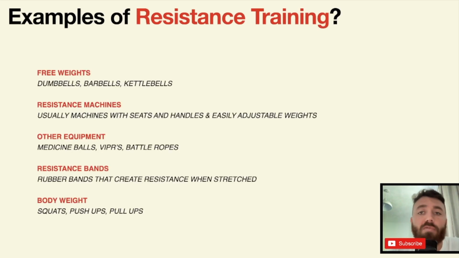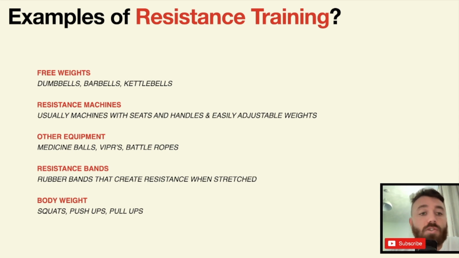So some examples of resistance training. We have free weights. Guys that are already in the gym know about dumbbells, barbells, kettlebells. These are basically weights that you have to use on their own. They are literally free, so you have to use your balance and coordination to use these. We have resistance machines. These are usually machines with seats and handles and easily adjustable weights. When you go into a gym, you may see things like a seated chest press or a leg press. These are normally good for people just beginning in gyms, just getting used to normal movement patterns.